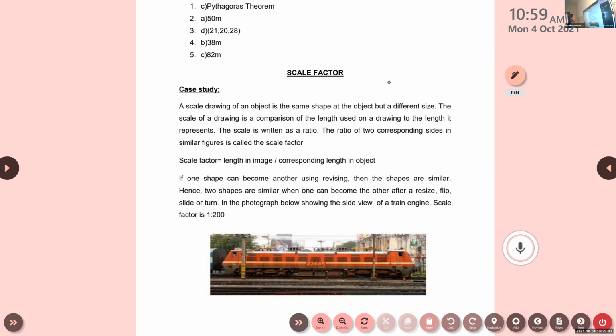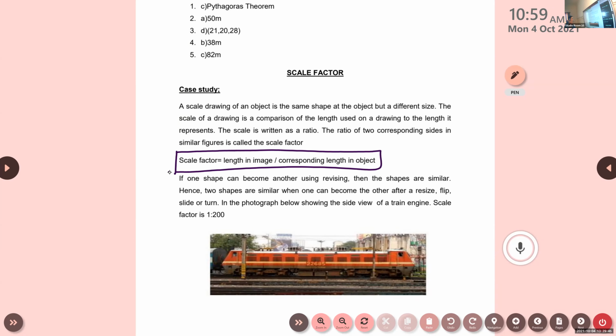So a drawing scale of an object is the same shape as the object but of different size. The scale of drawing is a comparison of the length used on the drawing to the length it represents. The scale is written as a ratio. The ratio of two corresponding sides in similar figures is called the scale factor. Note down this formula, children. Scale factor is equal to length in image by length of the object.